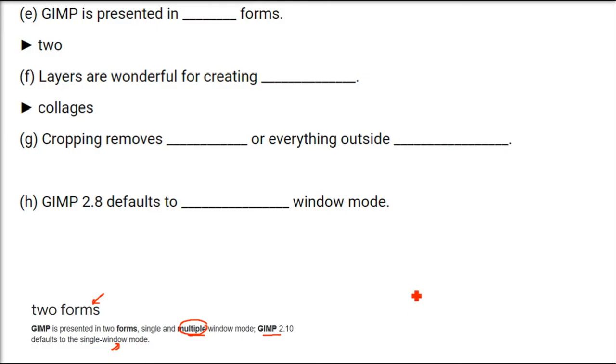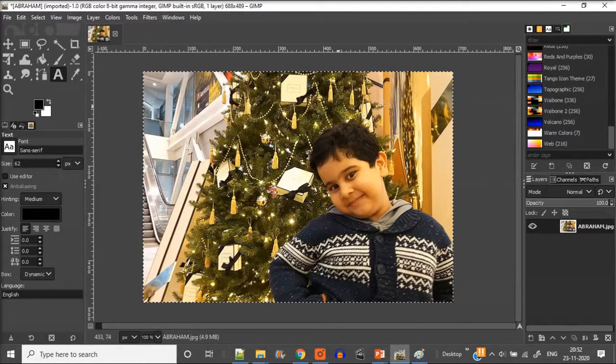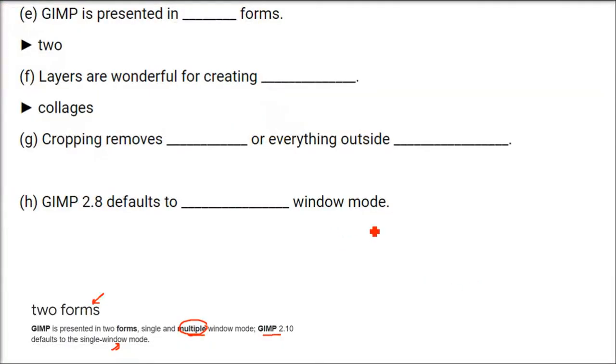Layers are wonderful for creating collages. Now this is a kid's photo. The kid may have multiple photos. So I can have one photo here, second photo, third, fourth. So there are multiple photos and collages here. Okay, so this is for collage.